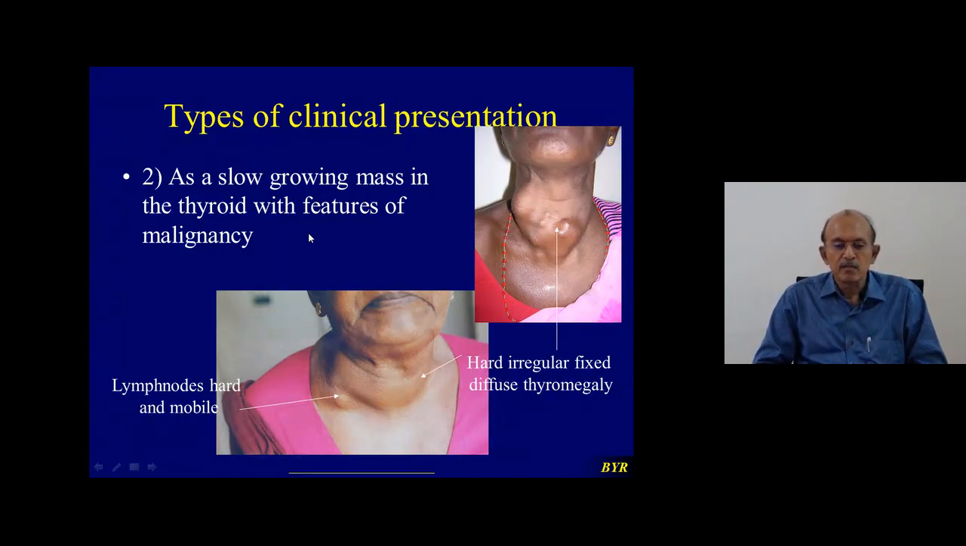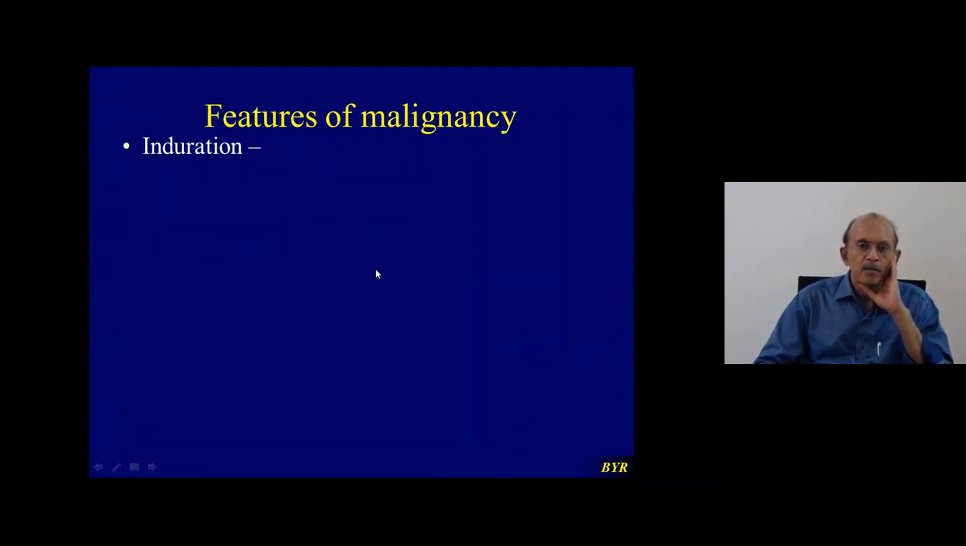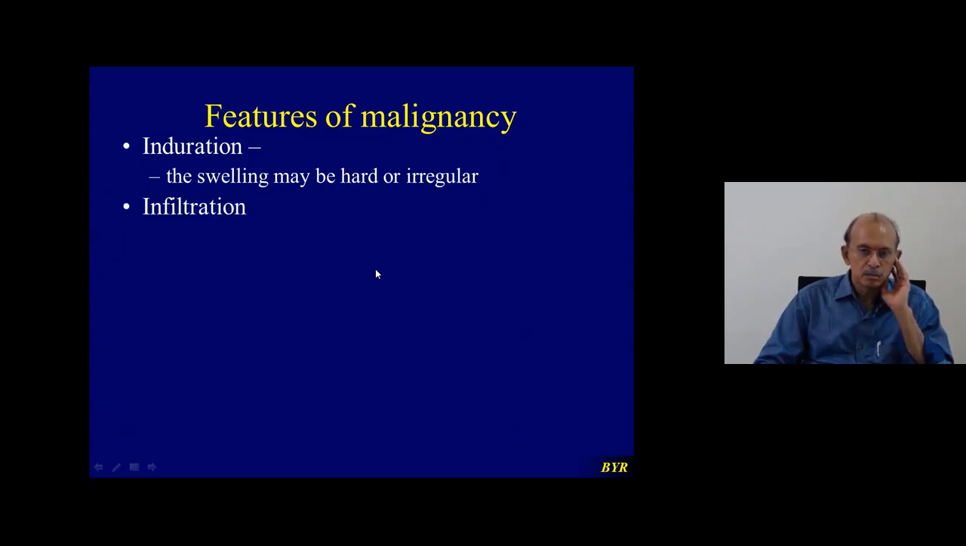There are three features: induration, infiltration, involvement. Induration means it feels hard. Infiltration means it infiltrates the local tissues. Involvement means involvement of regional lymph nodes and involvement of distant organs by bloodstream. So remember the three I's. These are the features of malignancy. Induration: the swelling may be hard or irregular. Then features of infiltration to the neighboring structures.